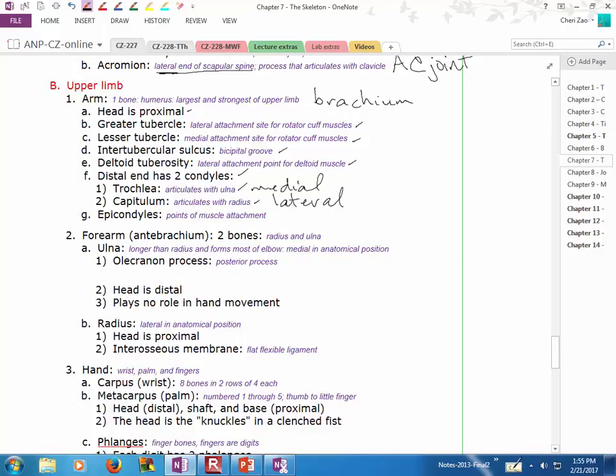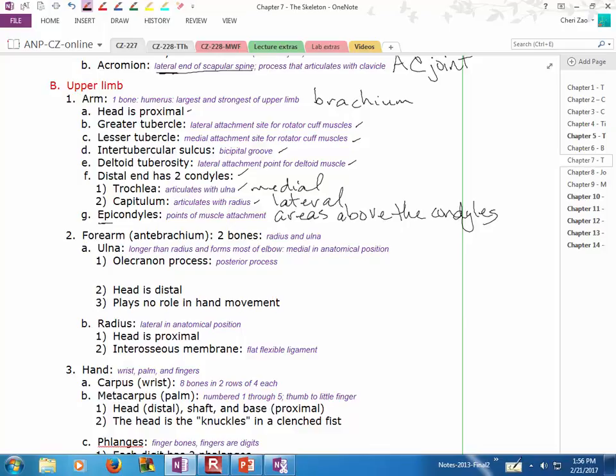Above these condylar surfaces, because condyles are articular surfaces, are epicondyles, and indeed they are points of muscle attachments. So these are areas above the condyles. So the lateral epicondyle will be associated with the radial aspect, or the capitulum, and then the medial epicondyle will be associated with the ulnar or trochlear aspect.